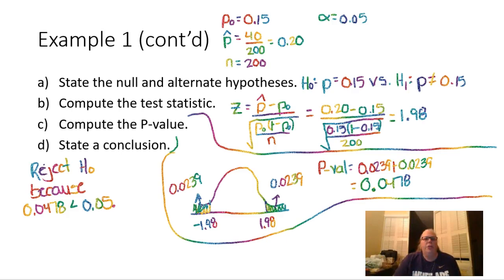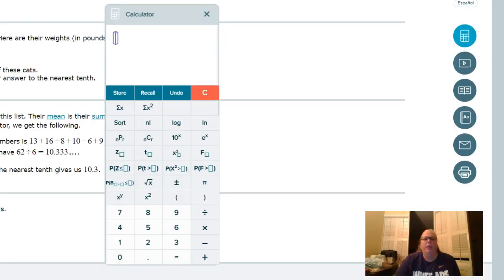I just want to remind you that you can find these p-values using the ALEKS calculator. You don't have to do this off the table A2 if you don't want to. You'll go over to the ALEKS calculator, and our critical value here is going to be negative 1.98. That's our Z value there. Remember, this is a Z critical value, or a test statistic. So we're going to use P, Z is less than or equal to. This is going to give us the area under the left tail. Then we would put in the negative 1.98, and that would give us the area under the left tail.